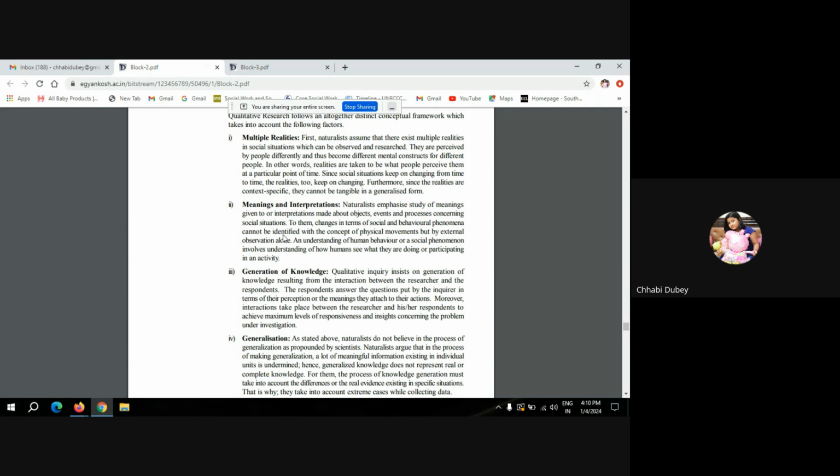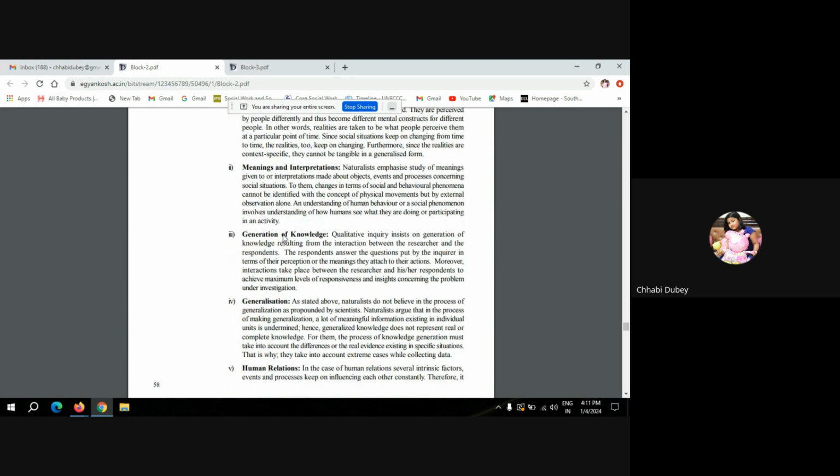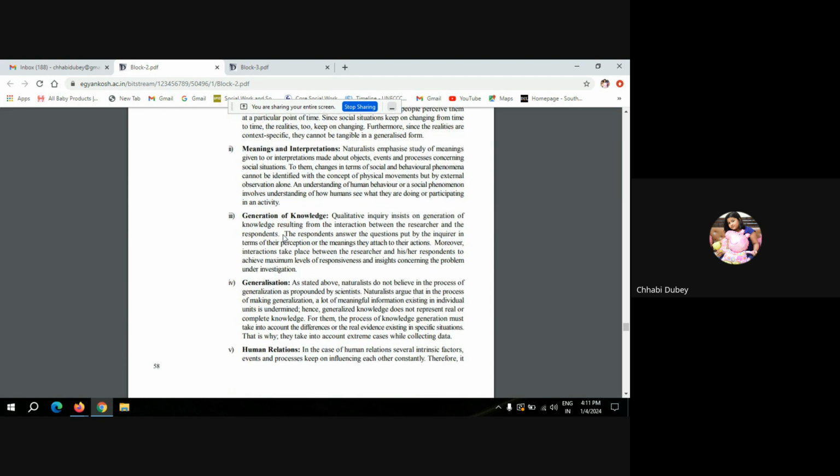Then comes generalization. Naturalists generally do not believe in the process of generalization, which is propounded by scientists in the natural sciences, because we have already seen that in social sciences, specifically subjects like social work and sociology, you cannot have any kind of generalized knowledge because the context of the persons will differ, and the cultural settings will be different. So all these things will be different for different social phenomena, and that is why we cannot come to any kind of generalization.